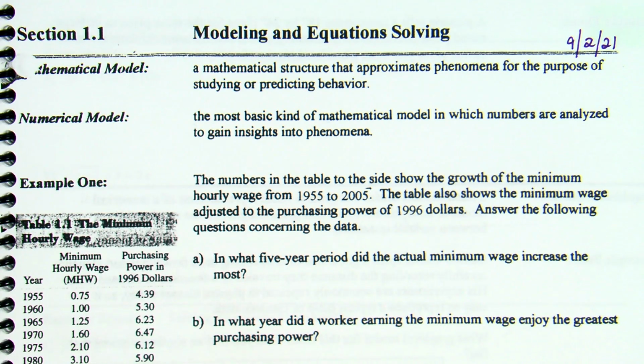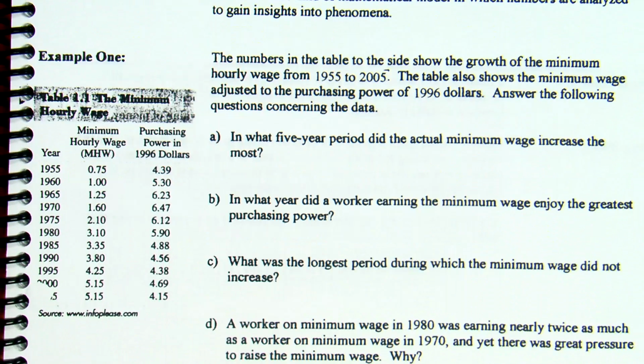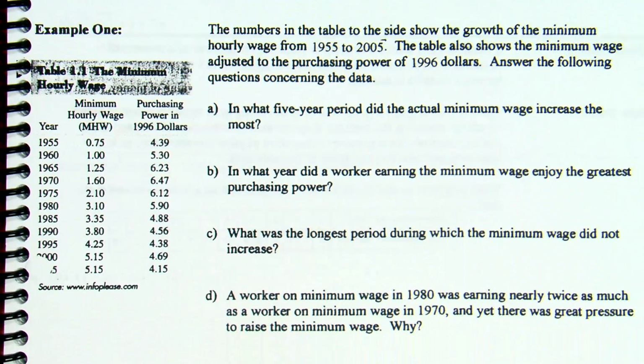So example 1. The numbers in the table to the side show the growth of the minimum hourly wage from 1955 to 2005. The table also shows the minimum wage adjusted to the purchasing power of $1996. Answer the following questions concerning the data. Okay, so you've got years over there, minimum hourly wage, and purchasing power $1996. A, in what 5-year period did the actual minimum wage increase the most?